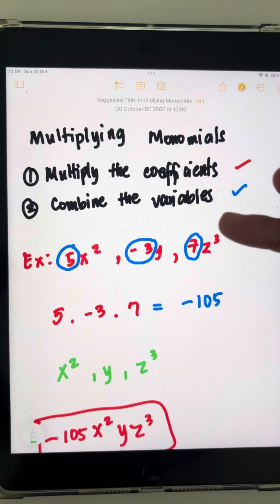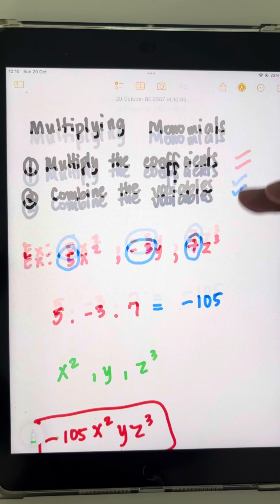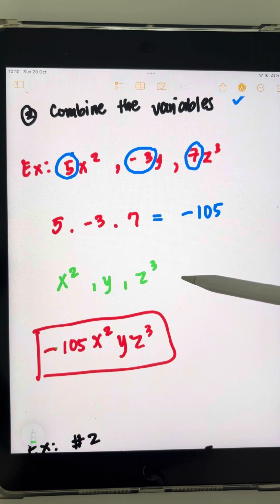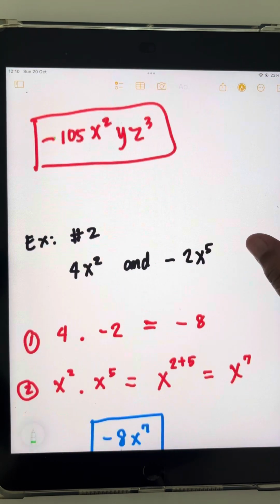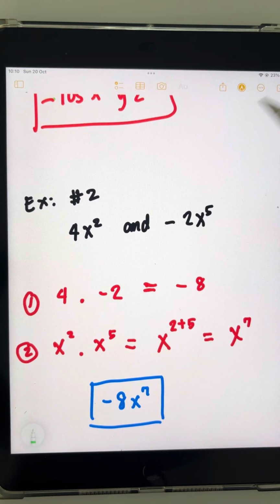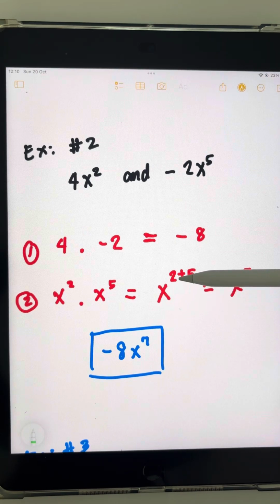Okay, don't forget there are just 2 rules: multiply the coefficients and then combine the variables. Don't forget that if they don't have the same base, like different letters, let's say x, y, z, you cannot combine them. So instead of combining, just copy them. But if they have the same base, x with x, or y with y, you can just copy the base and then add the powers like this one.